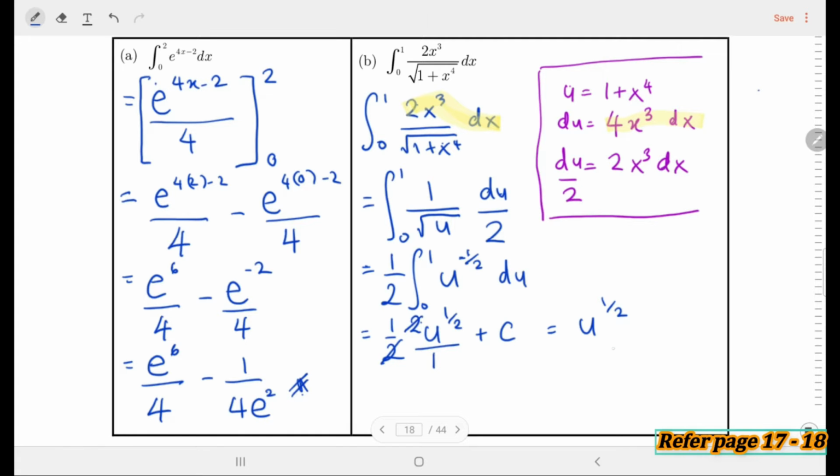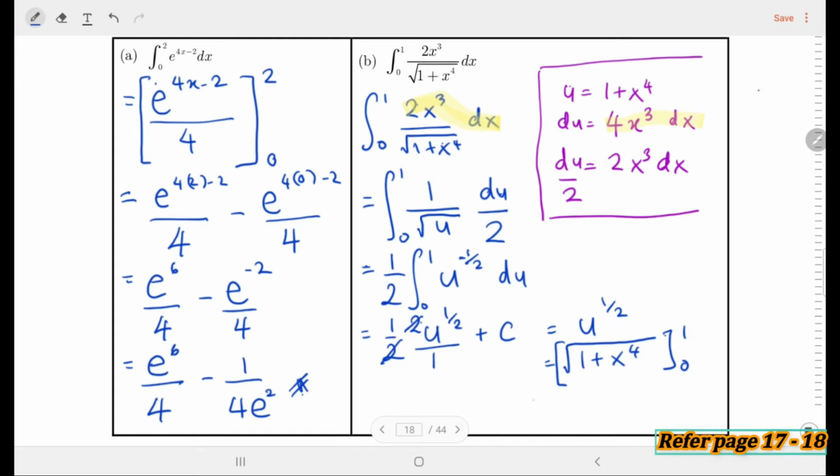Okay, so now I change back u. u is originally, in the function, 1 plus x to the power of 4, all to the power of 1 over 2, which means the square root of 1 plus x to the power of 4. So, limit from 0 to 1.